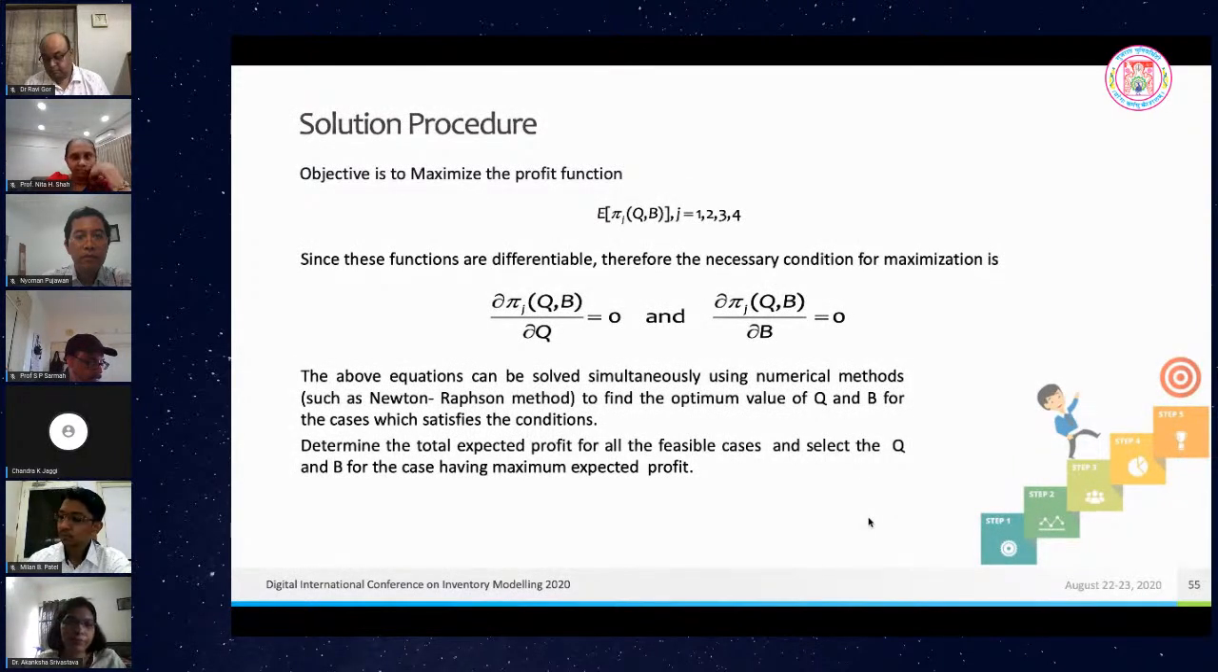Now, our objective is to maximize, because we have a profit function, and we differentiate with respect to Q and B, partially, and we get the equations. The above equations can be solved simultaneously using a numerical method, the Newton-Raphson method, or you can use anything wherever the solution can be obtained. Next, please.